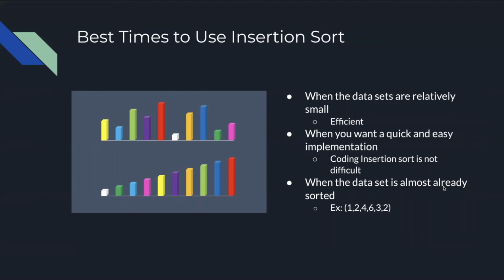The only time you really want to use this type of algorithm is when your data set is really small, because it's not very efficient with a bigger data set. But if you only have 10 integers in an array, you can really just implement this into your code super easily. It only takes a few lines, and it's especially useful when a lot of the data is already sorted. So you can see here, if you have 1, 2, 4, 6, 3, and 2, all you really need to sort is the 3 and then the 2.